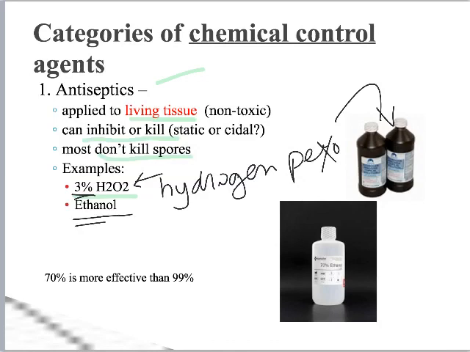Ethanol is another example of an antiseptic. 70% is actually the most effective ethanol, well, between like 40 and 70. With 99%, it evaporates really fast, so there's not enough time to disinfect, whereas the 70% has some water in it, so it's going to stay a little bit longer. It'll break down the plasma membranes and help denature proteins.